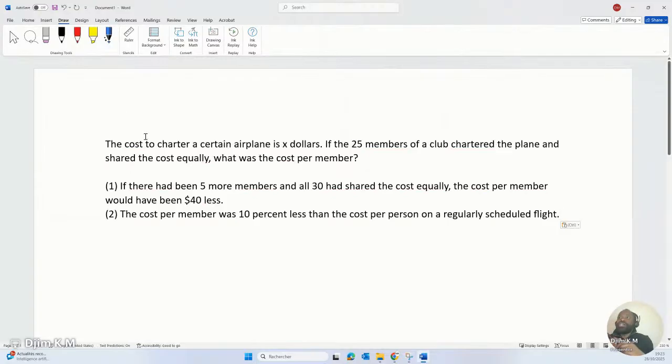The cost to charter a certain airplane is X dollars. If the 25 members of a club chartered the plane and they shared the cost equally, what was the cost per member?